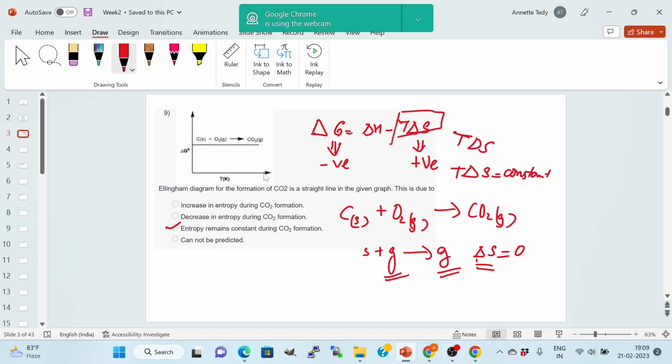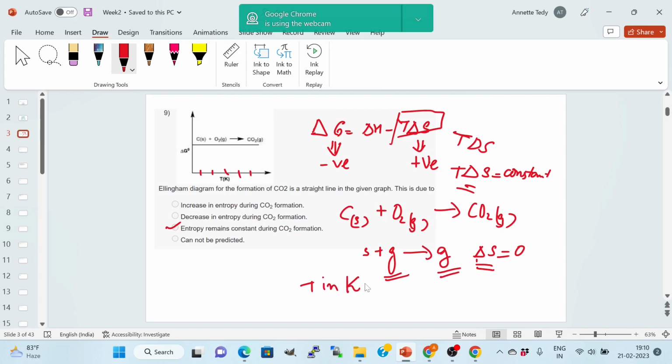So T cannot be constant because T is the variable here. T can be any value, right? So delta S must be constant, because we are changing from reactant to product. There is not much change. It is a gas to gas, so the disorder is the same. That's why there is no change in the delta S. Is it clear? Yes, T is temperature, generally in Kelvin.